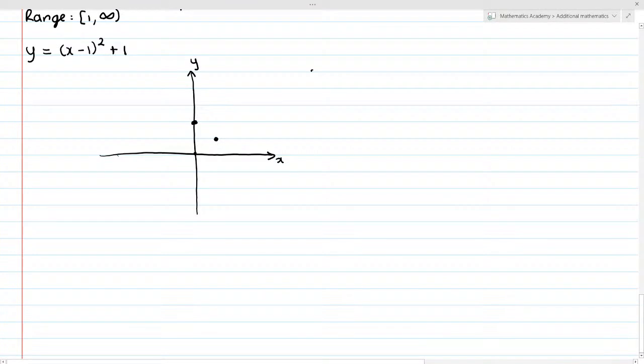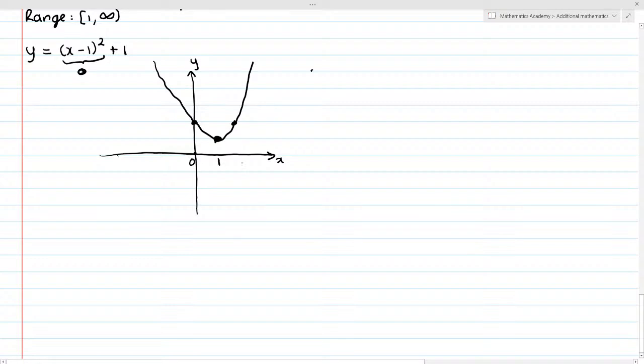And then when we plug in 2, we get 2 minus 1 squared, which is 1 squared, which is 1, plus 1, that's 2. And so on. We can see here again, this is a quadratic curve, so we'll probably get something like this, with this being the minimum point, because when we plugged in 1, the squared part went to 0. And the smallest a square can ever be is 0. It can't be negative, right? Because otherwise we are dealing with complex numbers and things like that.